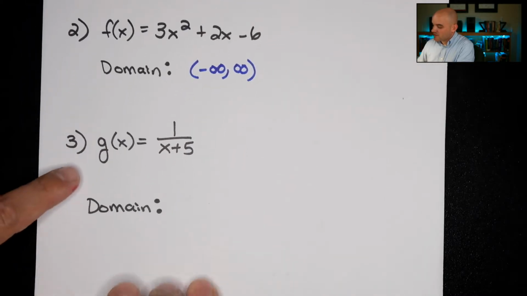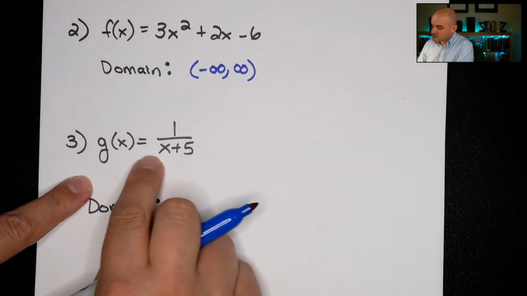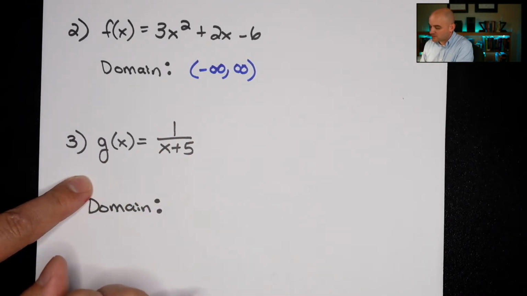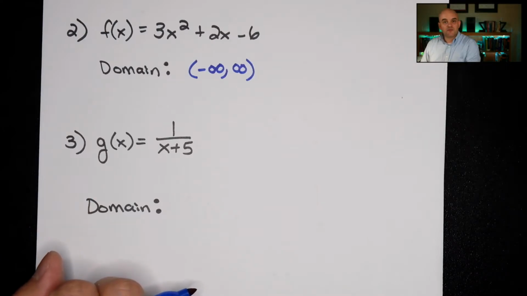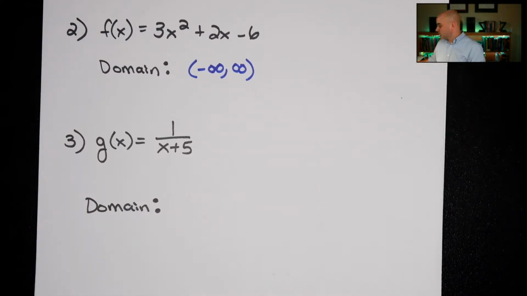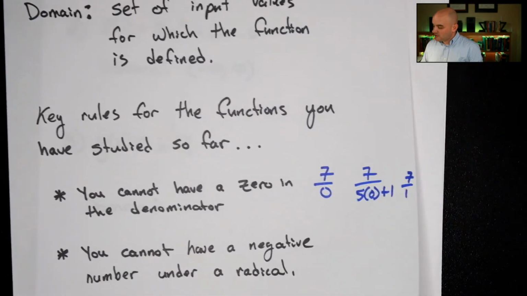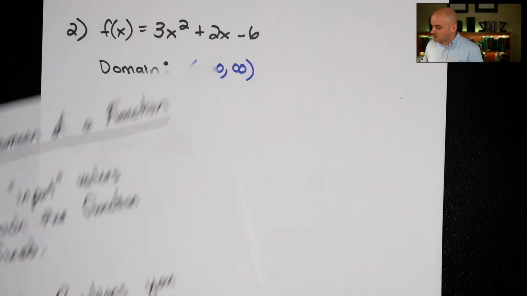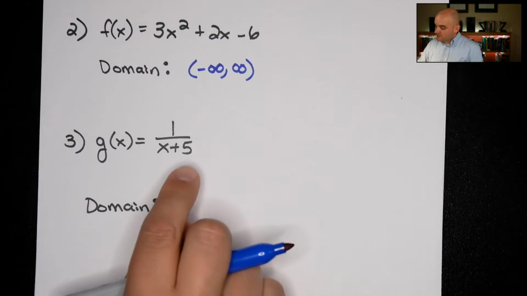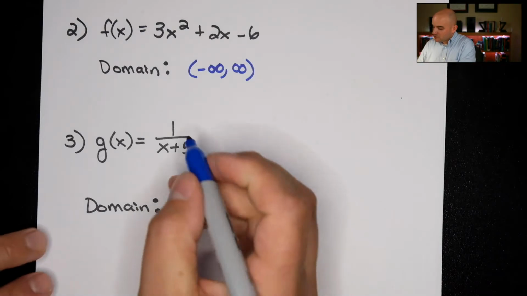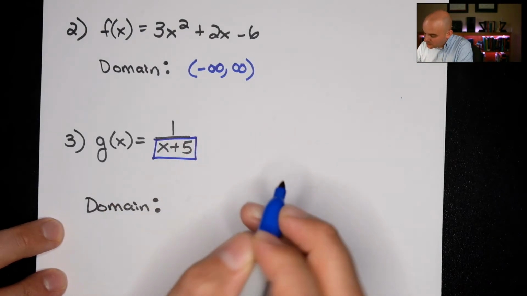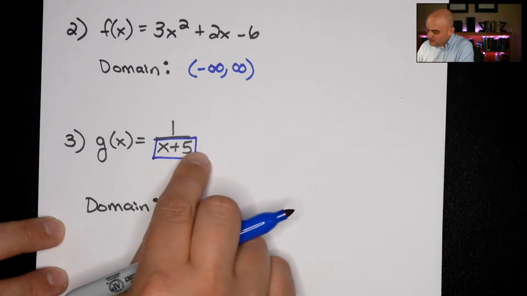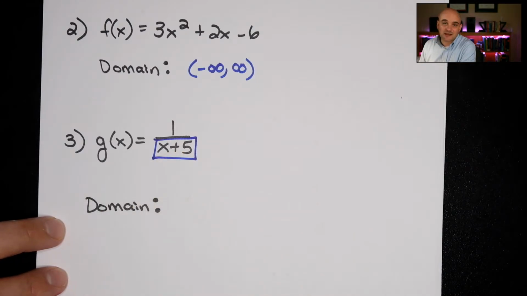All right, number 3 right here says g of x equals 1 over x plus 5. Oh, now we've got something that goes back to these rules. We've got a fraction. What can we not have in the fraction? A 0 for the final value in the denominator. So how do I figure out the domain on this one? Well, I take whatever's in the denominator, and I know that whatever x plus 5 is, it cannot equal 0.